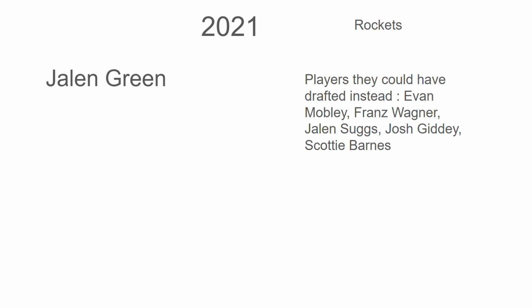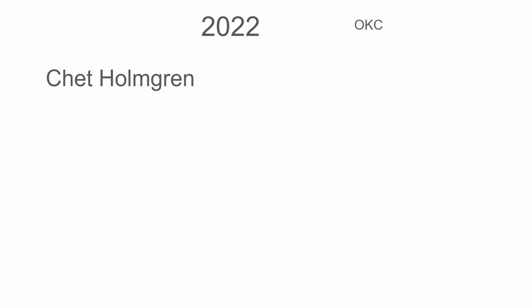Could have also drafted Josh Giddey or Scotty Barnes, which would have been an even better pick. And I don't know. Honestly, though, the Rockets were my franchise right there. But we're still in a really good place right now. We have tons of draft picks. We still have some of the best young players in the NBA, like Sengun, Amen Thompson, and Tari Eason. And overall, we have a bright future ahead of us. Hopefully, at least. Anyway, that's a C. I fucking hate Jalen Green.